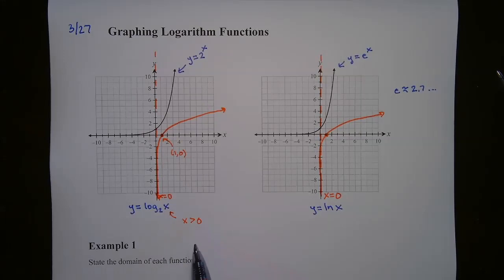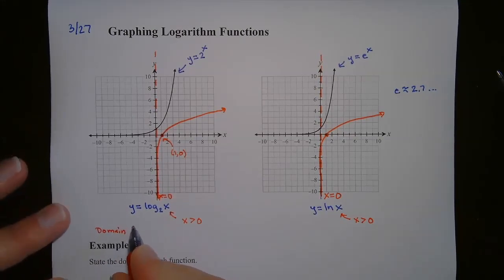And we're going to use that to figure out our domain. Okay, x has to be greater than 0. So for these two graphs, for this one right here, our domain is 0 to infinity. Now that's describing just positive x's.